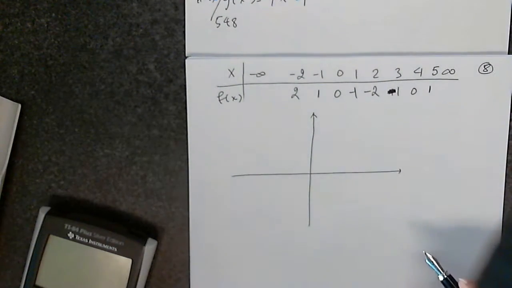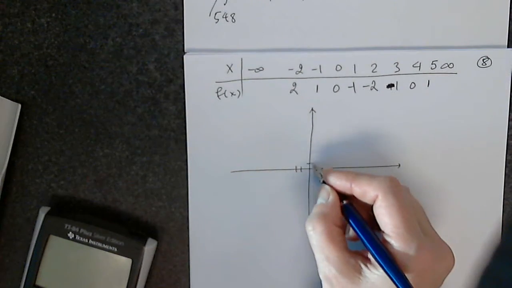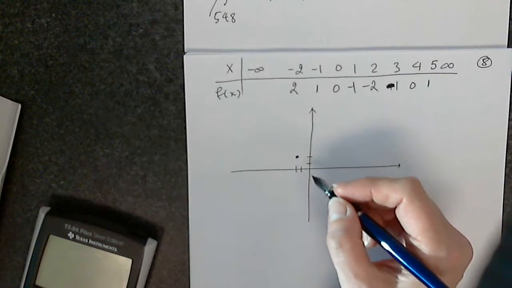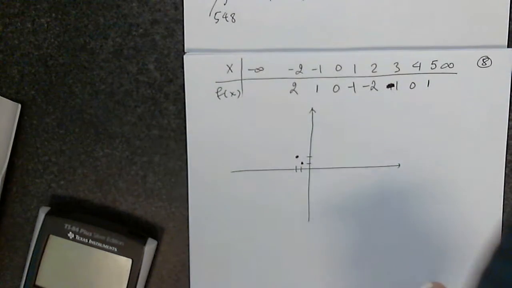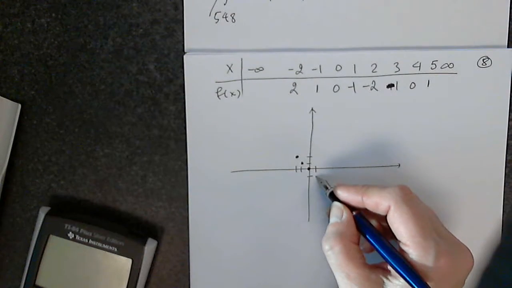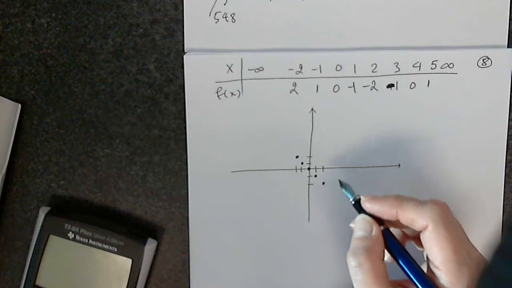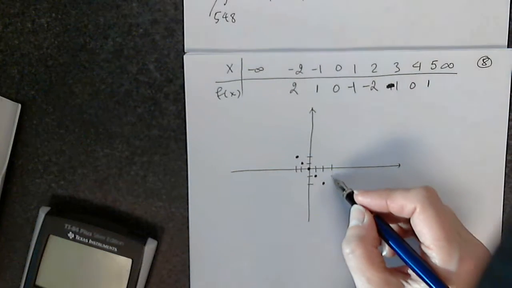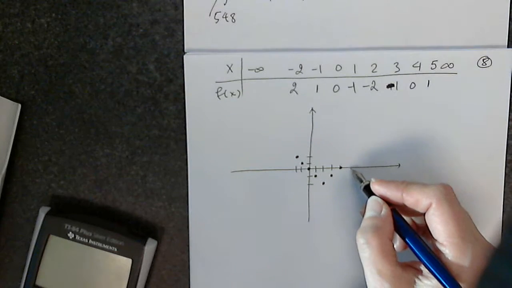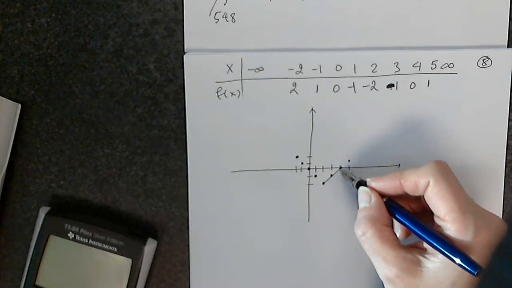First ordered pair. Second ordered pair. Next. Next. Next. Next. Next. And next. Great. And here it is.